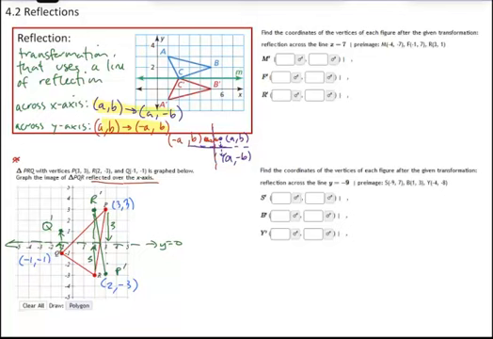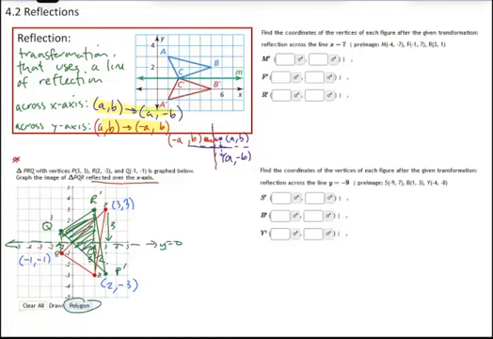So here's Q prime. And then when you connect these together, remember on your MyOpenMath, you're going to click the polygon button. You're going to plot your 3 consecutive points, and then you have to go back to the first point that you plotted to enclose it, and that will give you this shaded in figure. Okay.